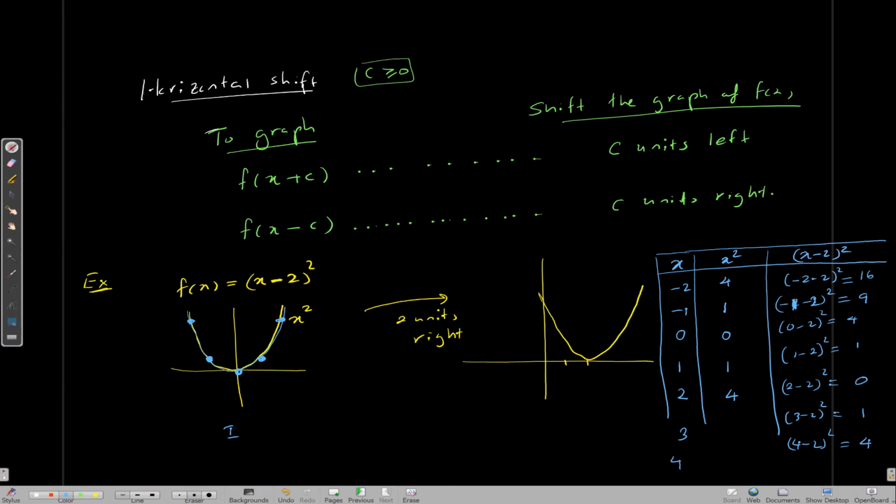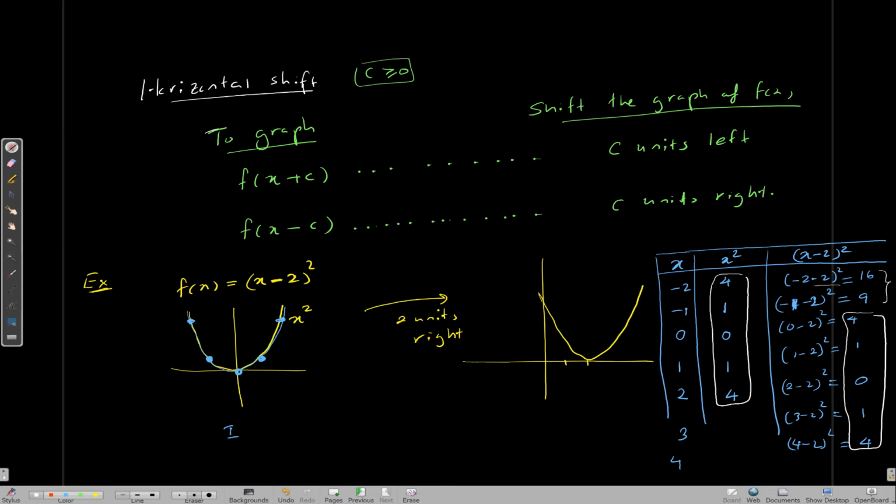Now let's look at some investigation. Look at these numbers: 4, 1, 0, 1, 4. Here 4, 1, 0, 1, 4. Same values obtained after 2 units.